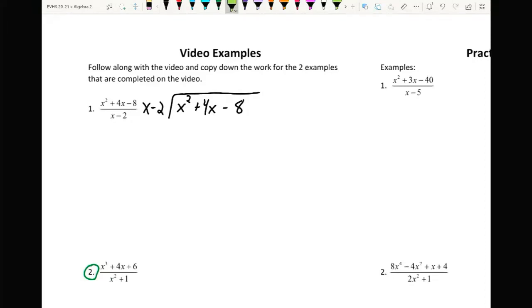Now you are going to be keying off of the first term here, okay? So we're going to figure out how many times x will go into x squared, or what would I need to multiply x by to get x squared? Well, in this case, it is just an x. Now we're going to multiply the x times x minus 2. But again, we have to distribute that. X times x is x squared. X times negative 2 is negative 2x.